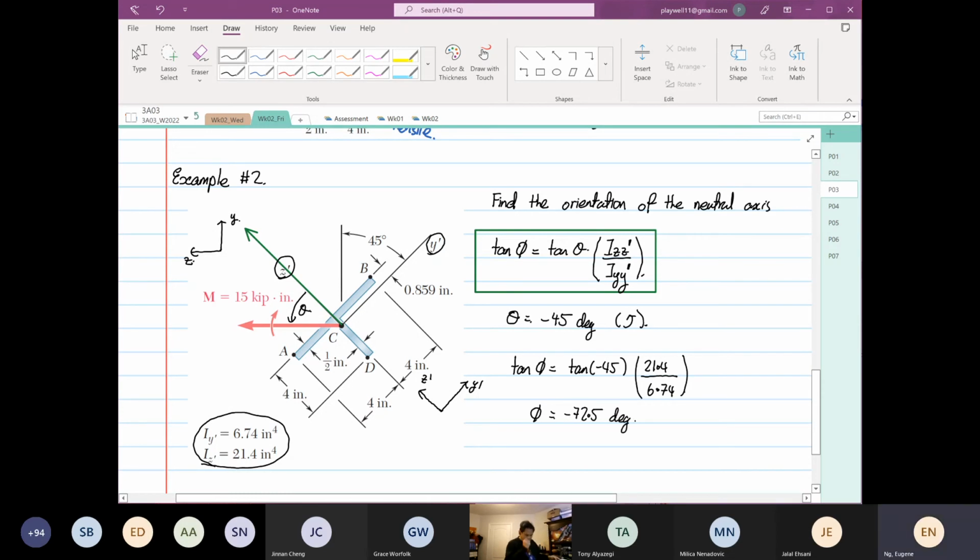So what does 72.5 degrees mean? It means that the rotation from the z prime axis will be in the anti-clockwise direction. So 72.5, I'm going to eyeball this. Not eyeball, I'm using a protractor now. So 72.5.